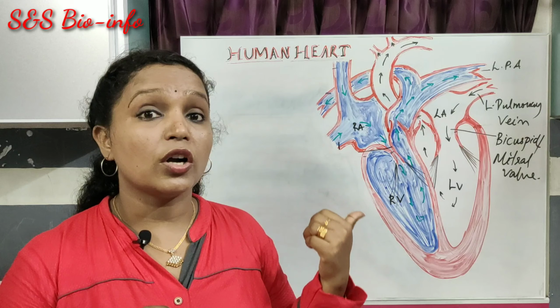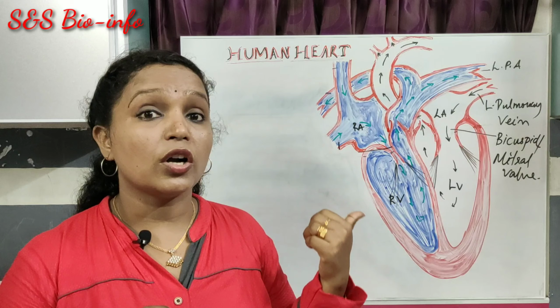There is a horizontal wall or septum in between the atria and the ventricles that is called atrioventricular septum. These are the three important walls of the human heart: interatrial septum, between the atria, interventricular septum, atrioventricular septum.